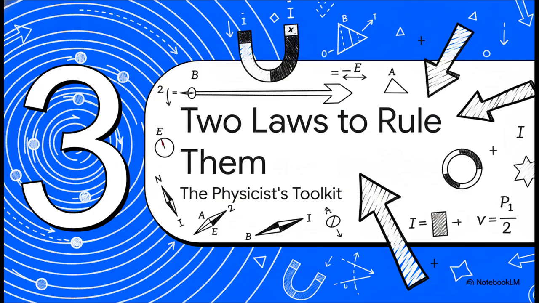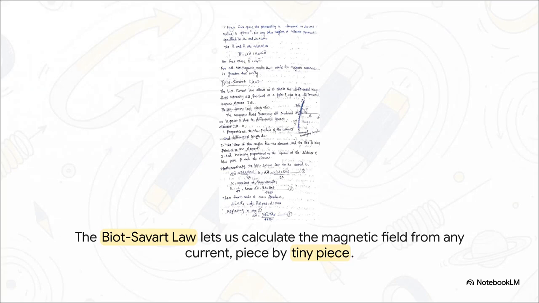Okay, so we've established that moving charges create magnetic fields. But how can we calculate the exact strength and shape of that field for, say, a weirdly shaped wire? Well, for that, physicists have two incredibly powerful tools in their toolkit. First up is the Biot-Savart law. Now, this is the universal brute force method.